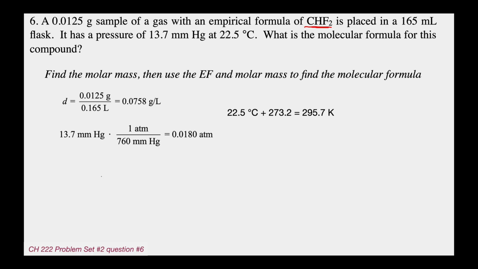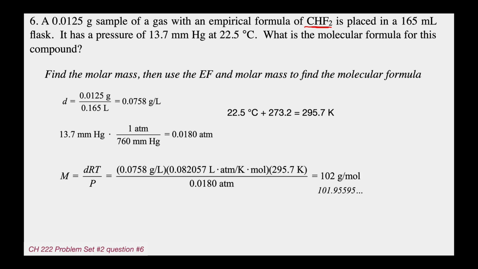Anyway, plug all of this stuff in to find the molar mass M. And molar mass M is, again, dRT over P. You can see all the different values there, which we have. The density is limiting us to 3 sig figs, as well as the pressure. So the 101.955, et cetera, that's 102 grams per mole. That would be 3 sig figs.